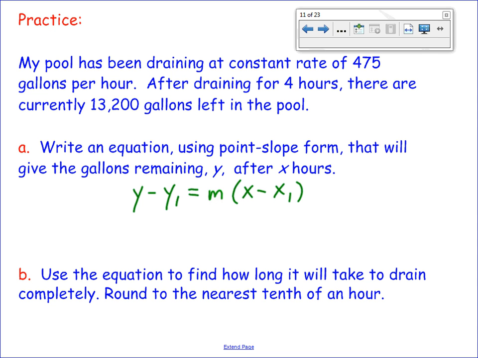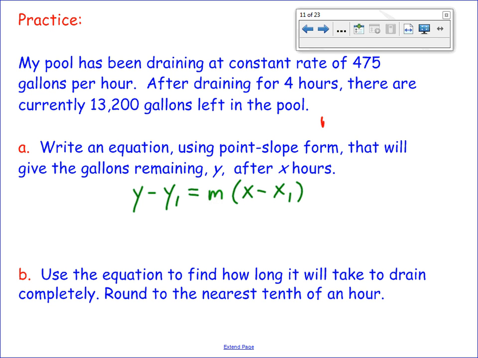What are we going to use for m? So everybody scan the problem and see what we'll use for m, our rate of change. Be ready to tell the class when I call on you. What are we going to use for our rate of change here? Olivia H? 475. Good.